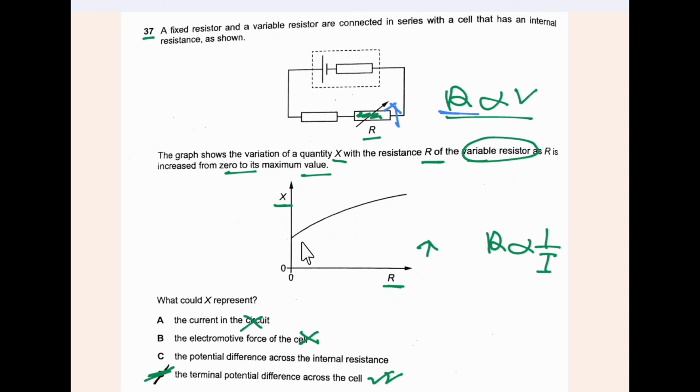Initially, we can see that when the resistance of R is 0, the fixed resistor still has some resistance and there must be some voltage. So the terminal potential difference, instead of starting from 0, will start from a higher value, since the fixed resistor has some voltage due to its resistance. As the resistance of R increases, the voltage increases, and so the terminal potential difference increases. And as the terminal potential difference increases, the potential difference across the internal resistance decreases. So the answer should be D.